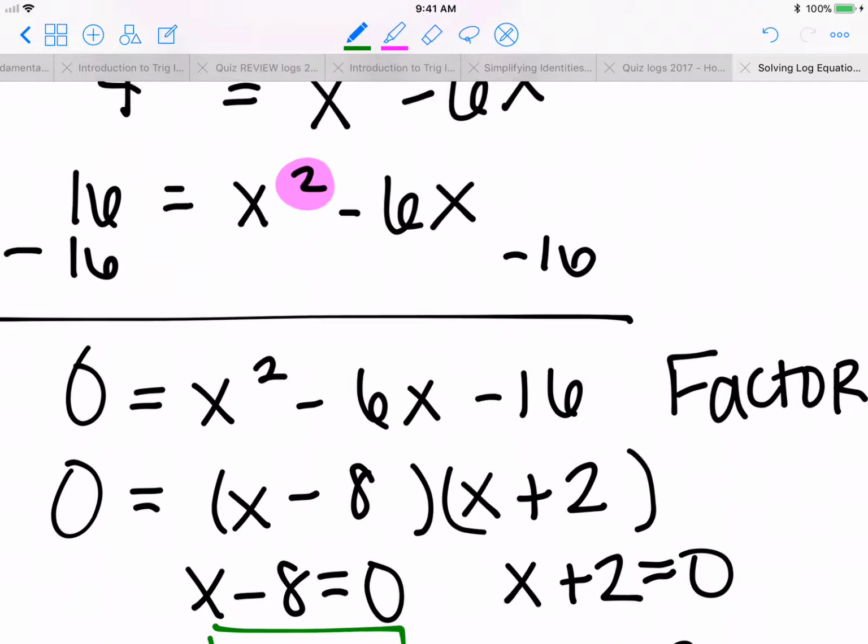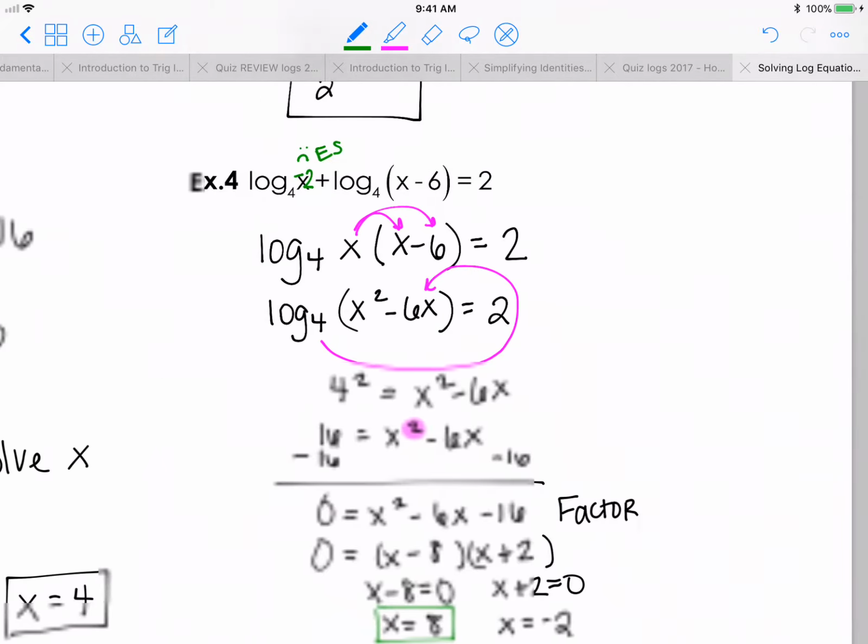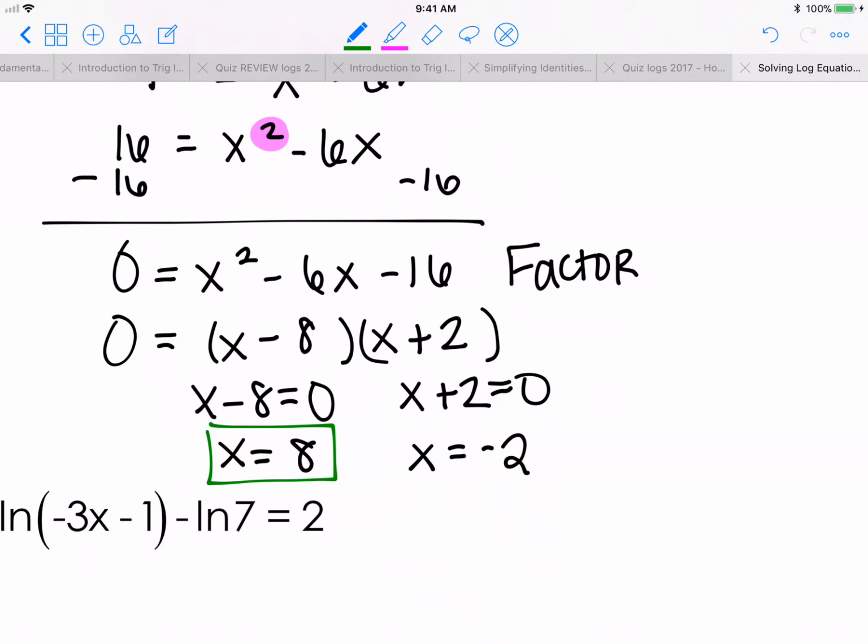Okay, so now let's go check negative 2. So if we plug negative 2 right here, oh no, log base 4 of a negative number doesn't work. No, it doesn't. So that is extraneous. So we cannot use -2. So this is an extraneous solution. So the only answer that we have right here is 8. Okay, pause if you want to. Ask each other questions.